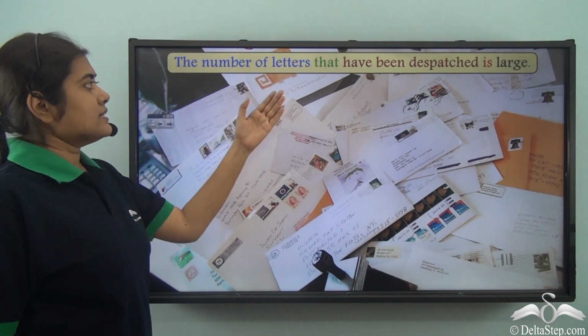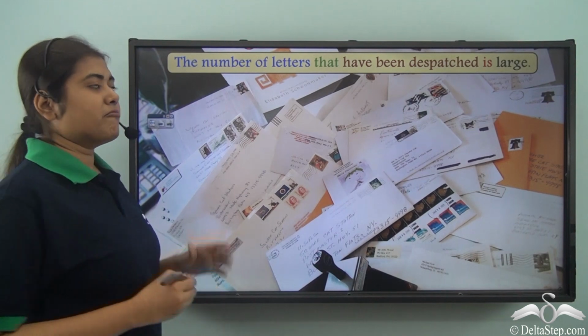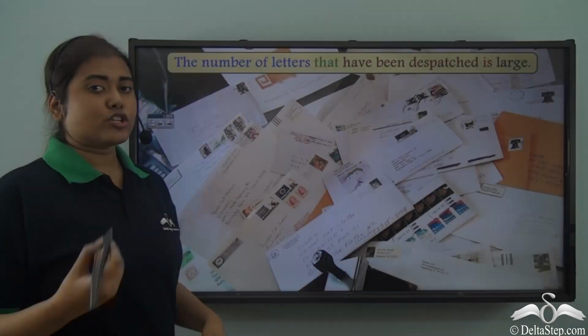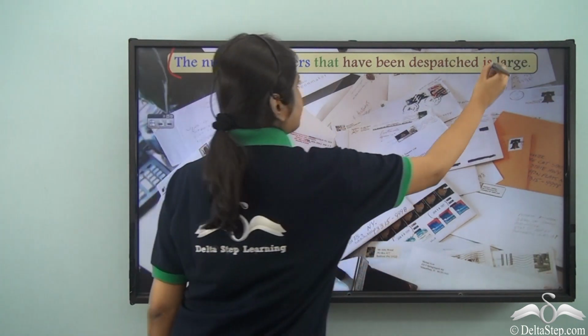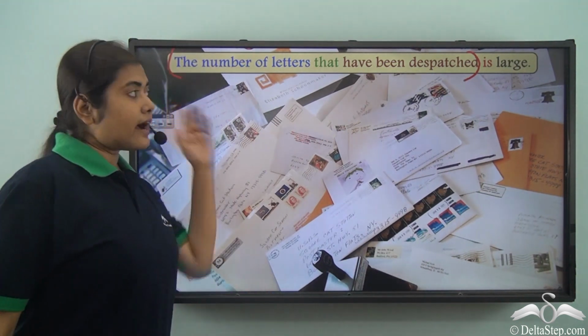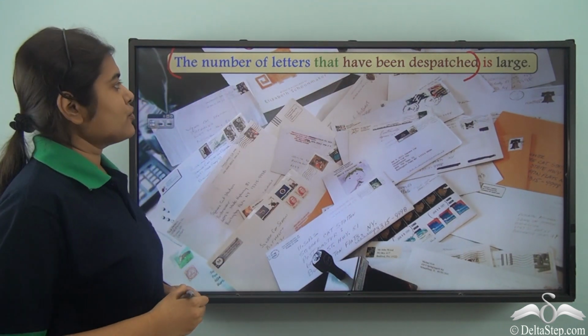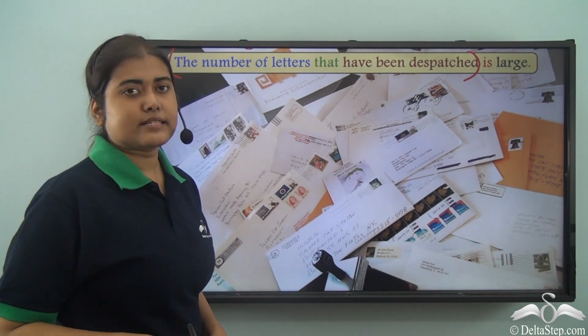The number of letters that have been dispatched is large. Now here once again we see that the subject is pretty large. So what is the subject in this case? The number of letters that have been dispatched. This entire part is the subject of the sentence. Now within the subject, if you notice, you will see that the number of letters that have been dispatched.